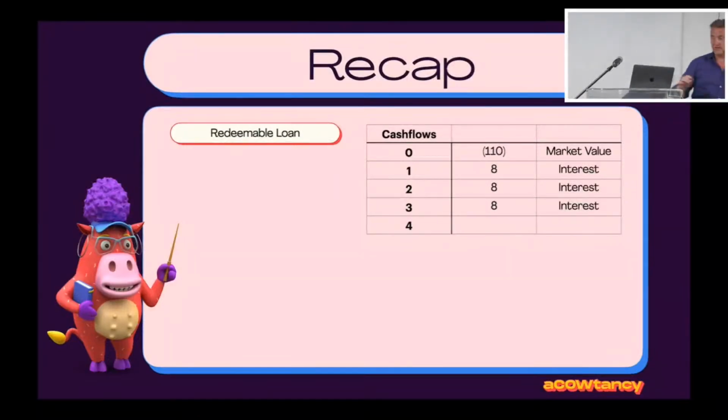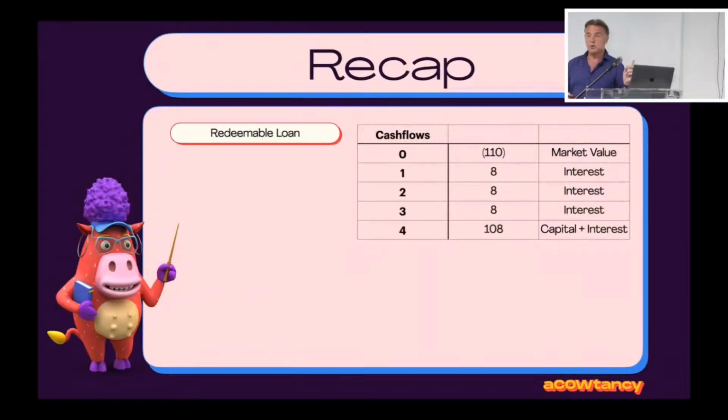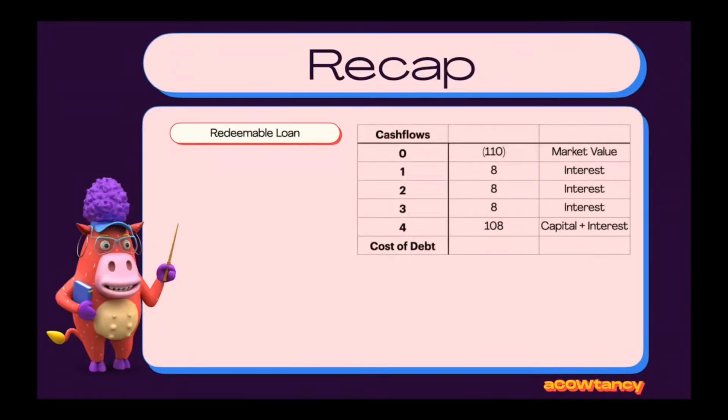Capital plus your interest, based on a hundred loan. In that case, I'm presuming there's no premium on redemption. Good. And then what would you have to do to work out the cost of that debt? An IRR function: equals IRR, cash flows, done. It will give you it. Okay, and that's the cost of debt.